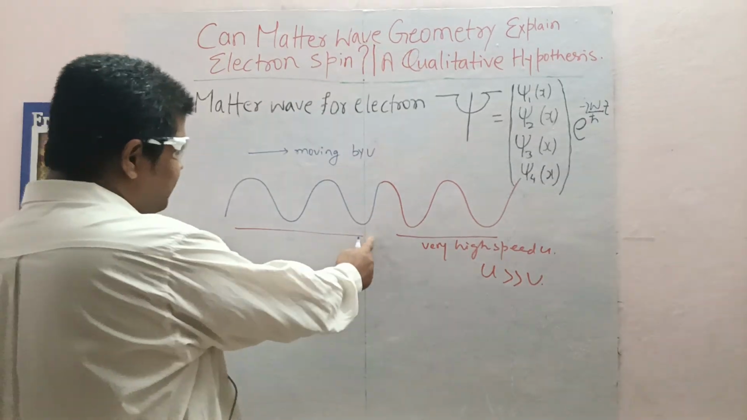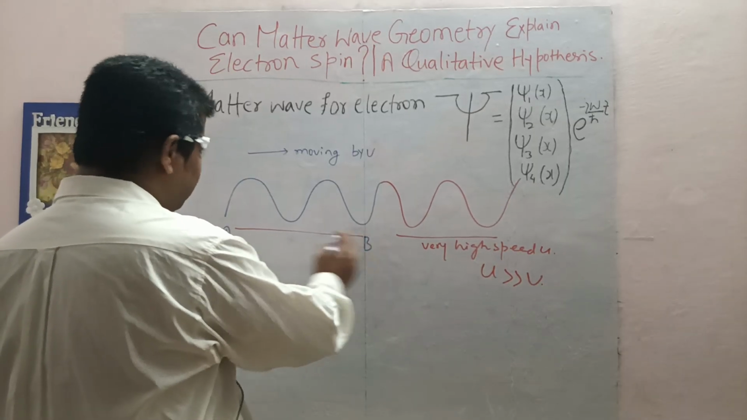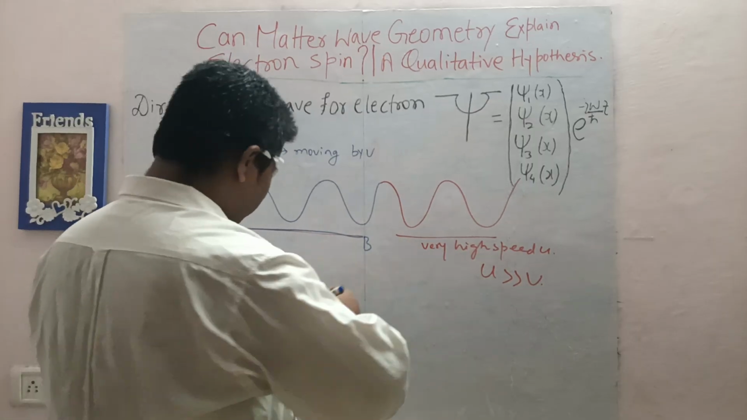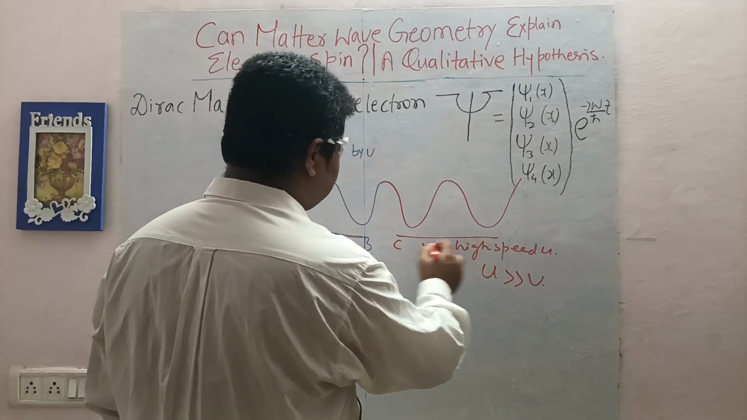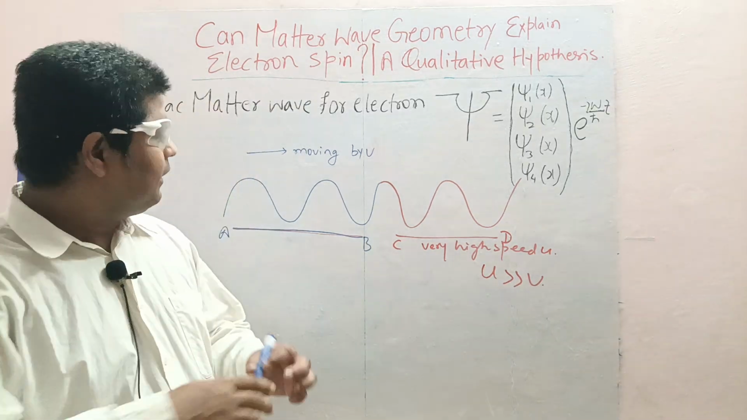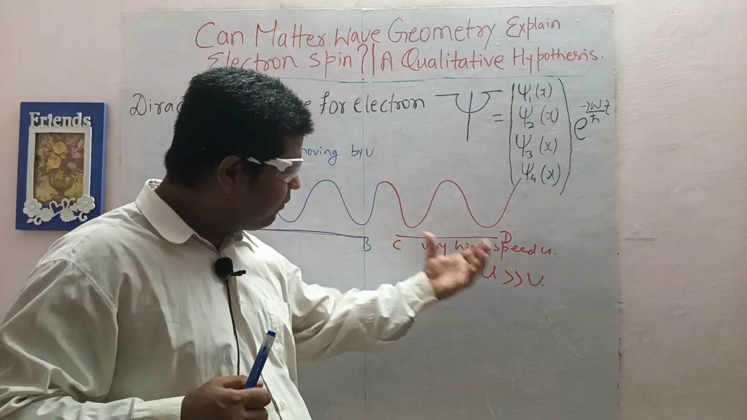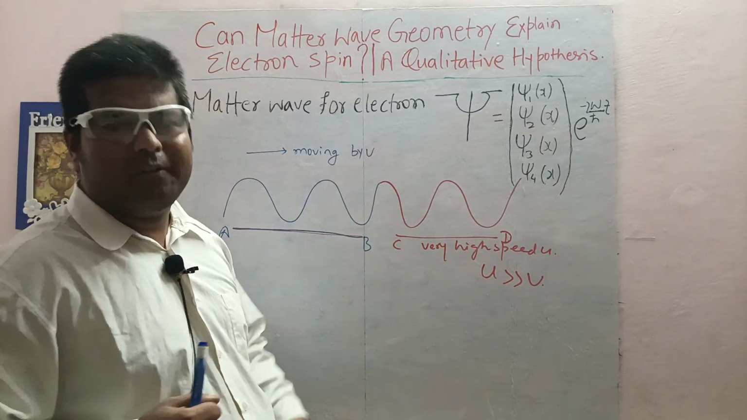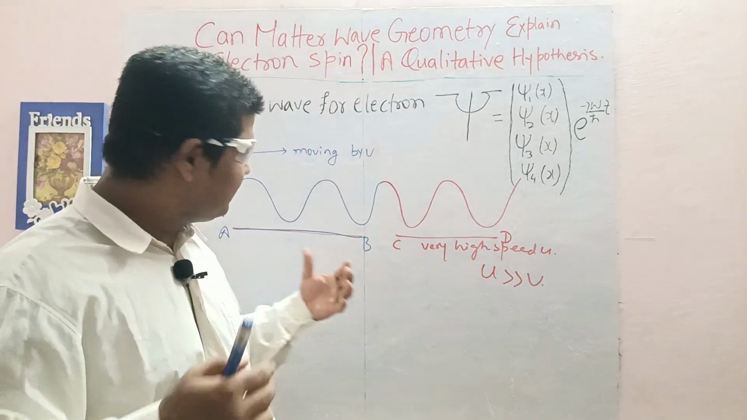See, name this section as AB, and this section as CD. So what is the conclusion of this figure? That CD is a high speed moving wave while AB is a normal moving wave. Means for ease, we can think that this is at rest. We can also think that this is at rest.